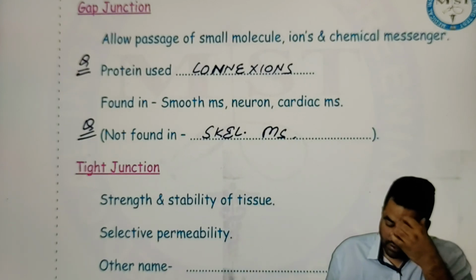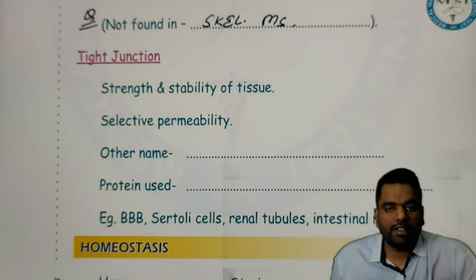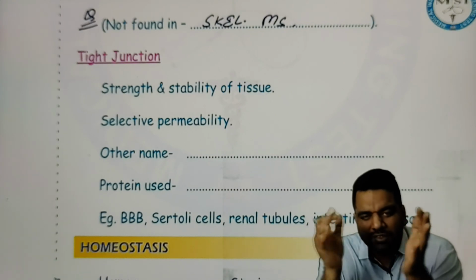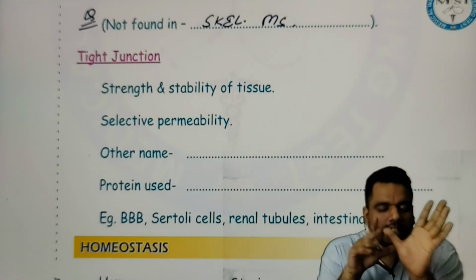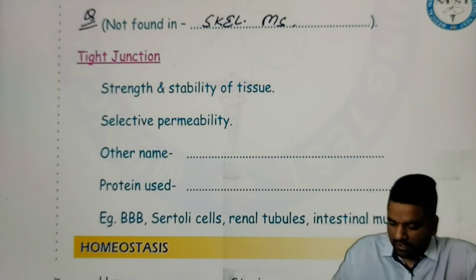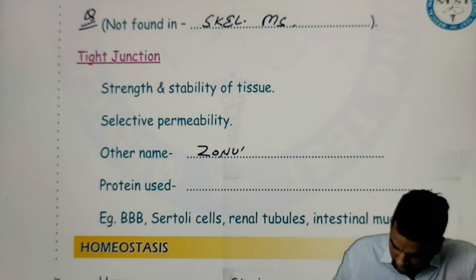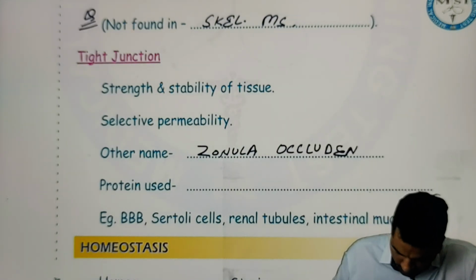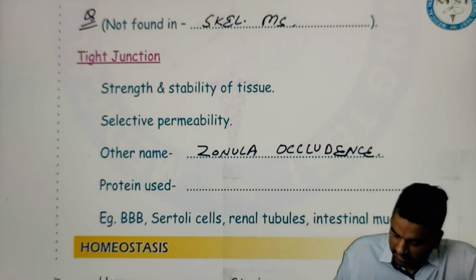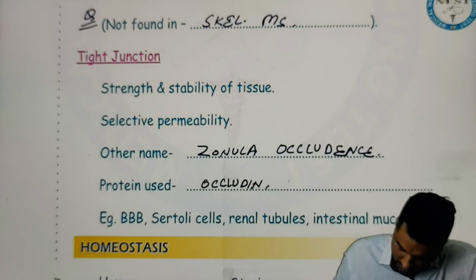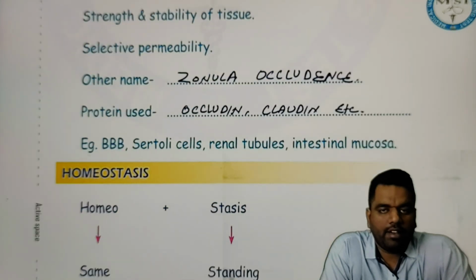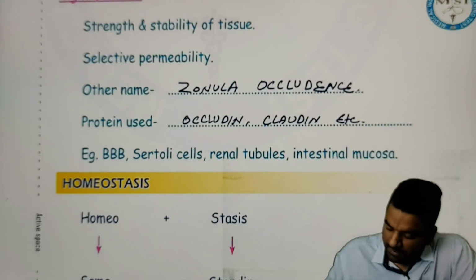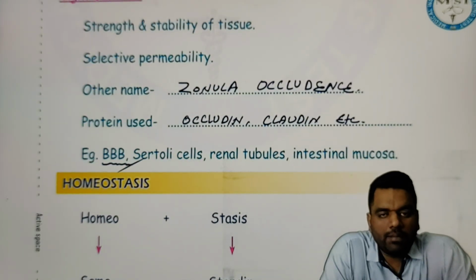Then the tight junction. This tight junction provides the strength and stability of the tissue. It provides a selective permeability. Some areas of your body require attaching two cells very tightly. Why? Because we will not allow any space in between, so that any substance or pathogen can move via this area. That's why this provides selective permeability. And another name of this is zonula occludens. And the proteins making this tight junction are occludin, claudin, etc. And this junction is present, for example, in the BBB, which stands for blood-brain barrier, Sertoli cells, renal tubules, and intestinal mucosa.